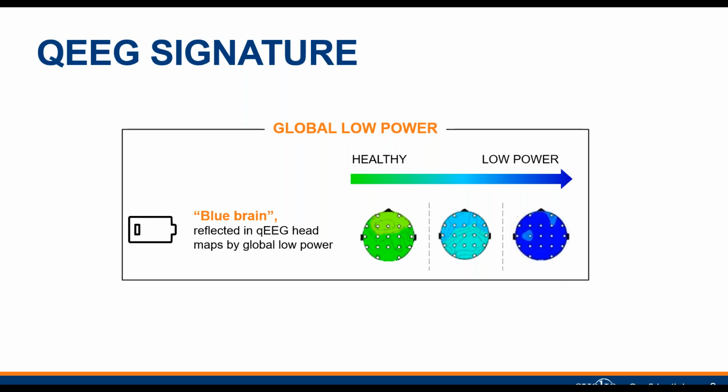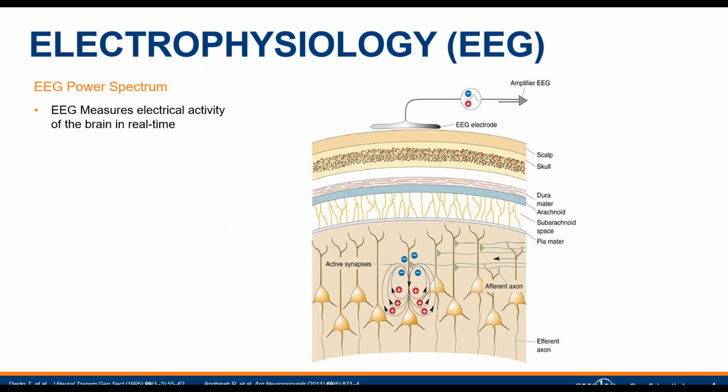So diving right in, I want to talk about the QEEG signature that's representative of blue brain. This QEEG signature is pretty easy to recognize. You're looking for a blue brain. That's why we colloquially call it blue brain. And it's just reflected in your resting state head maps. You're going to see it in eyes open as well as eyes closed. Often it is more prevalent in eyes closed, but you'll see this pattern in both conditions. And it's pretty much blue throughout the brain and throughout all of our frequency bands.